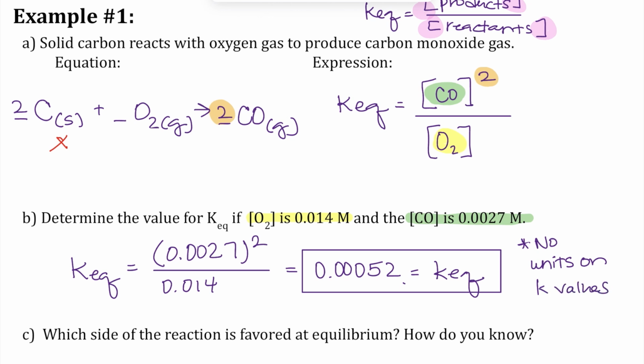And what does that K value tell us? Well, what side is favored at equilibrium? Well, 0.00052, that value is less than 1, which means that I'm dividing by a number that's larger. So we have that larger concentration in our reactants, so those reactants are going to be favored. Because that KEQ value, and we're always comparing it, is it equal to 1, less than 1, greater than 1? Because that KEQ is less than 1, that means that the reactants are going to be favored when we are at equilibrium.